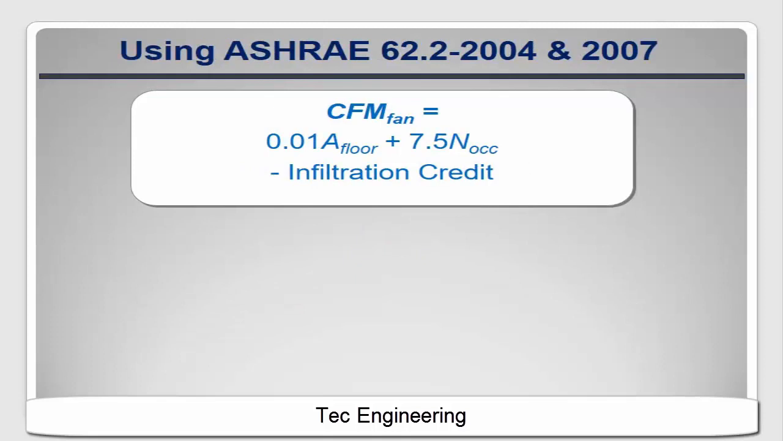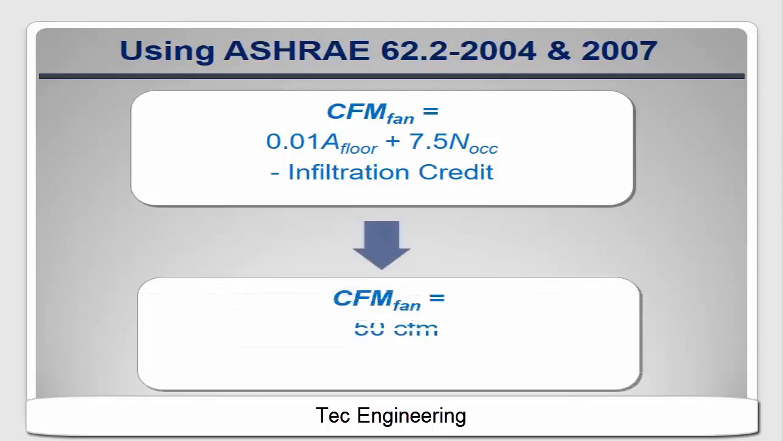The 2004 and 2007 versions of ASHRAE 62.2 used a different equation. You may notice that the floor area is multiplied by 0.01 instead of 0.03. The difference is that those standards included a built-in infiltration credit of 2 CFM per 100 square feet of floor area. There's an additional infiltration credit allowed if the leakage is determined with a blower door test to be higher than that standard credit. These versions didn't include any adjustment for shortcomings in local exhaust. For our example house, the total desired ventilation rate is 50 CFM versus the 74 CFM calculated with the 2013 version. Now let's take a look at the infiltration credit.